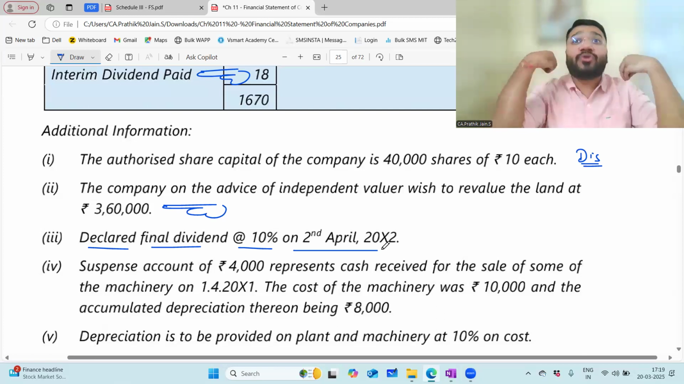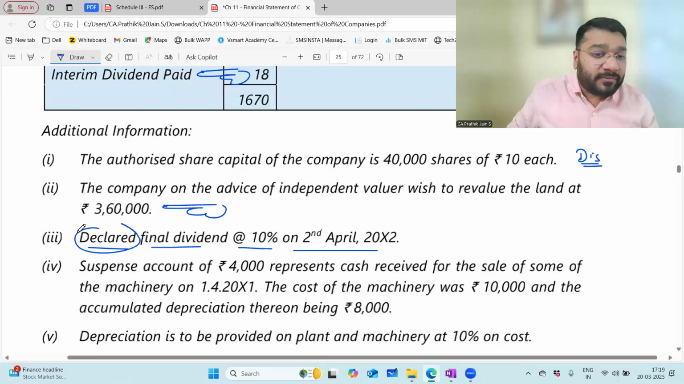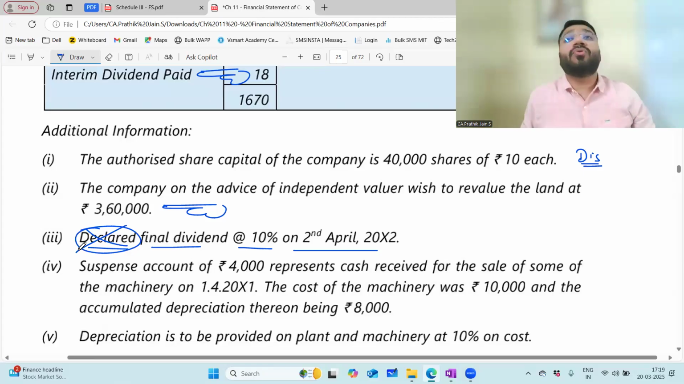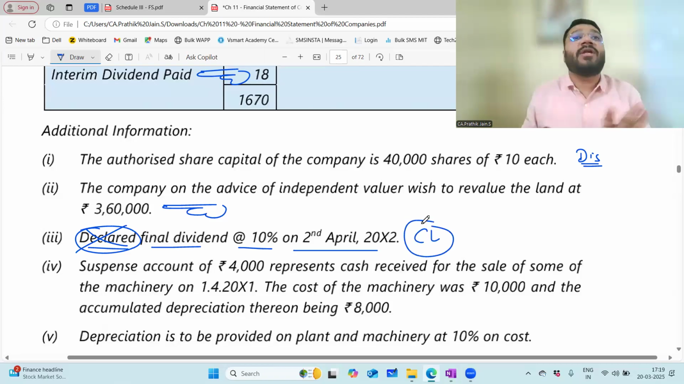For a second, let's understand that the Zoom meeting is happening. The AGM is happening on Zoom. Still, on 2nd April, how is it possible? So the word declared is the right word here. It is proposed. Correct? Like that, you will believe, you will assume. And what will you do? You will show this as a contingent liability only. You will not record this in the financial statement.